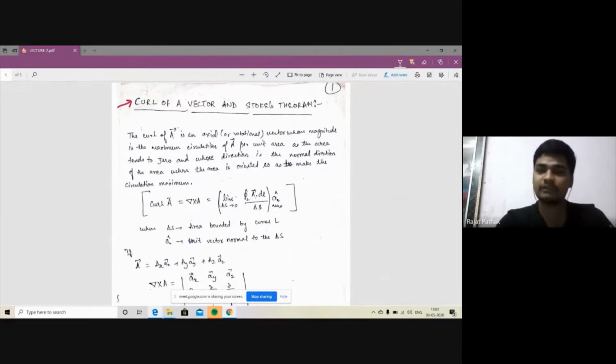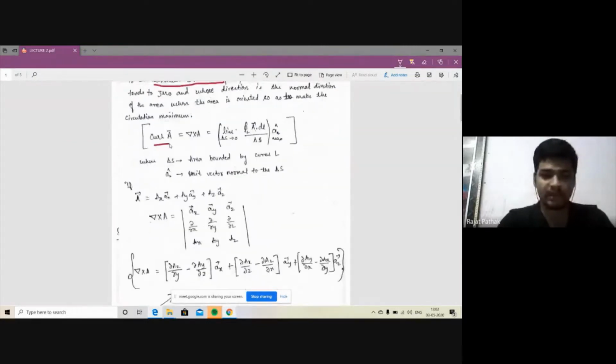So what is the definition of the curl? A curl of vector A is an axial or a rotational vector whose magnitude is the maximum circulation of A per unit area as the area tends to 0, and whose direction is the normal direction of the area, where the area is oriented so as to make the circulation maximum. The definition is so big, but the main concept behind the curl is it is an axial vector whose magnitude is the maximum circulation of A.